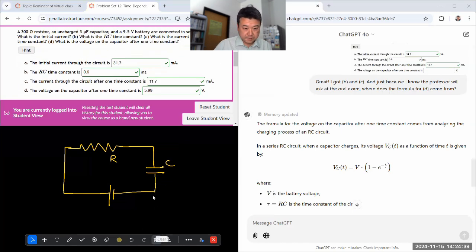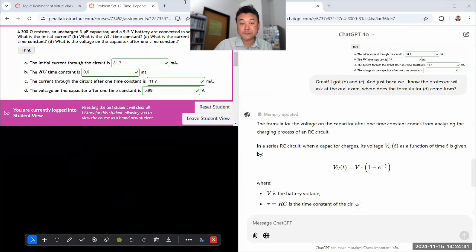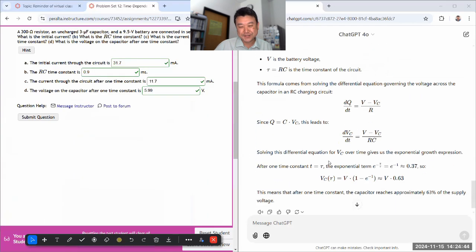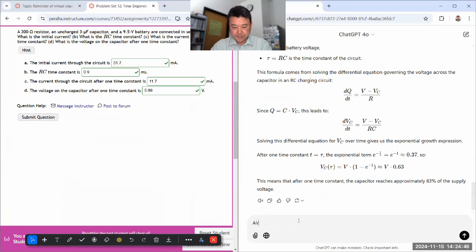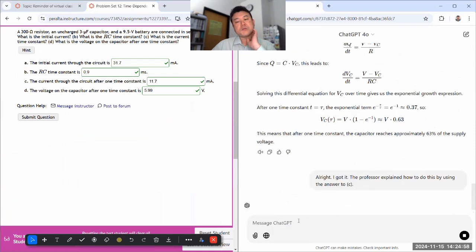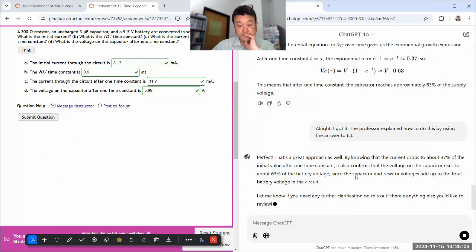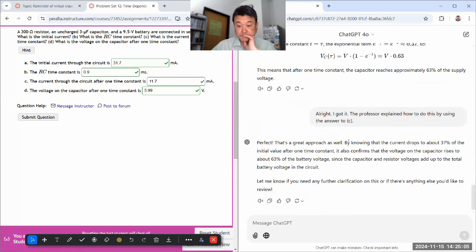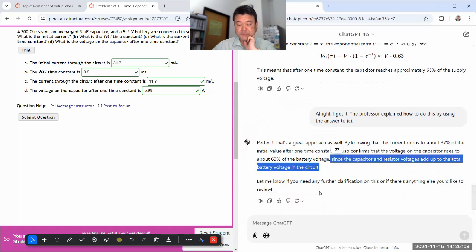So, all right, I think we've got probably enough time for one more question. So let's do that. All right, I got it. The professor explained how to do this by using the answer to C. I wonder if ChatGPT will explain that process. Yeah, that's the exact reasoning I used.